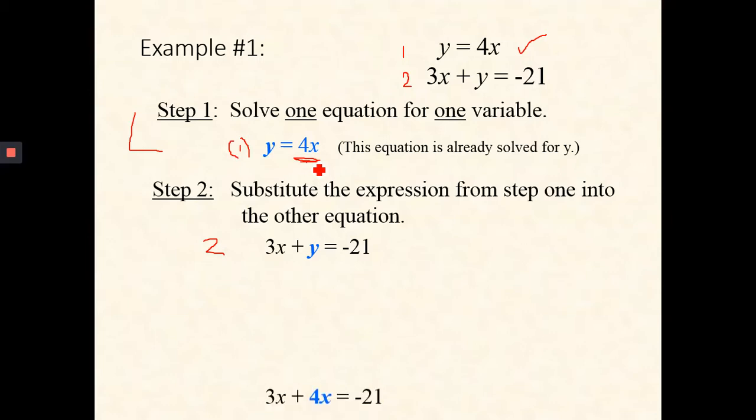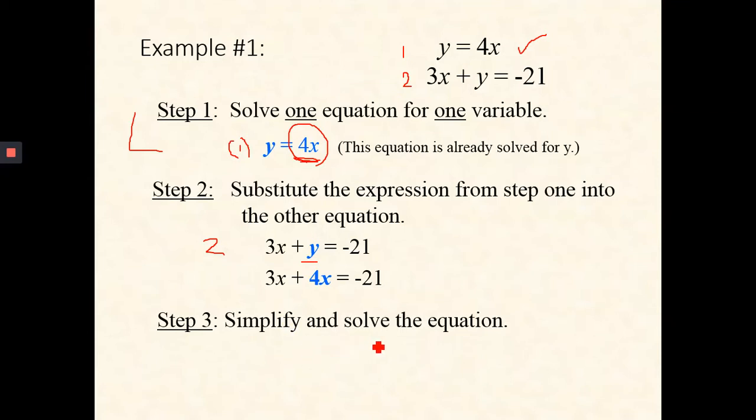So we have 3x plus 4x equals negative 21. Again, instead of writing y, we substituted it with 4x. Okay? Then after that, simplify and solve the equation. 3x and 4x are similar terms. Therefore, we can combine them. 3x plus 4x equals 7x, so 7x equals negative 21.